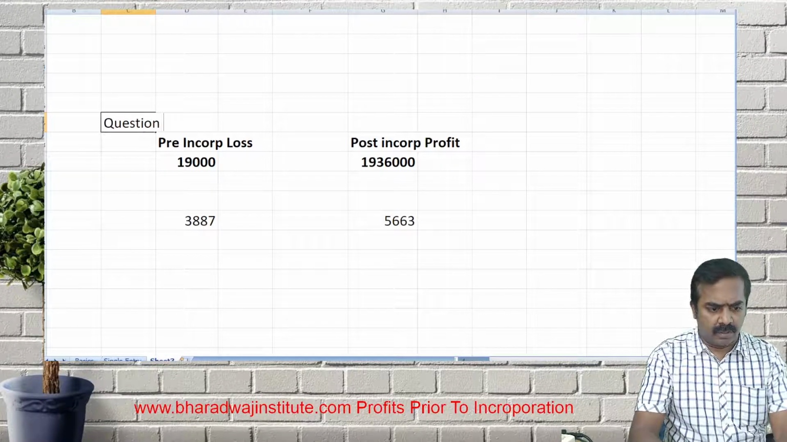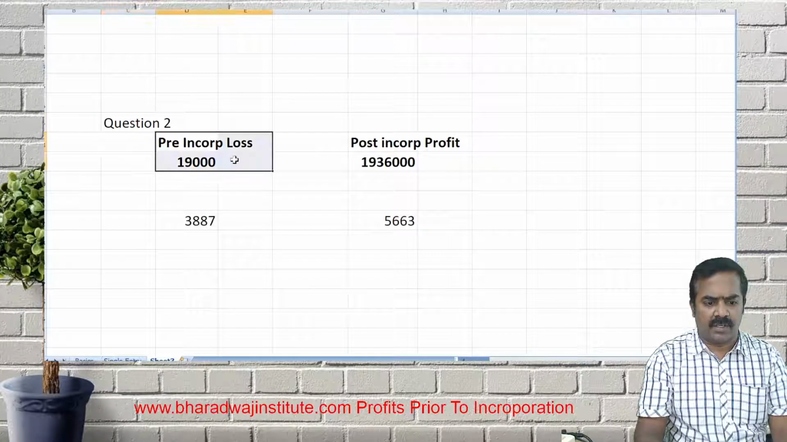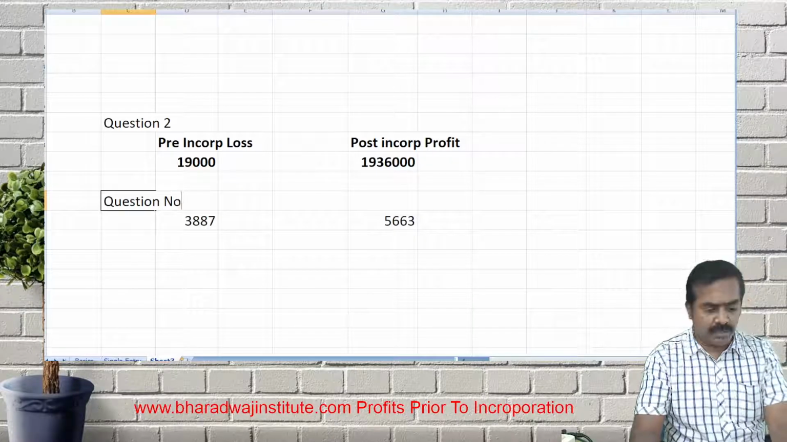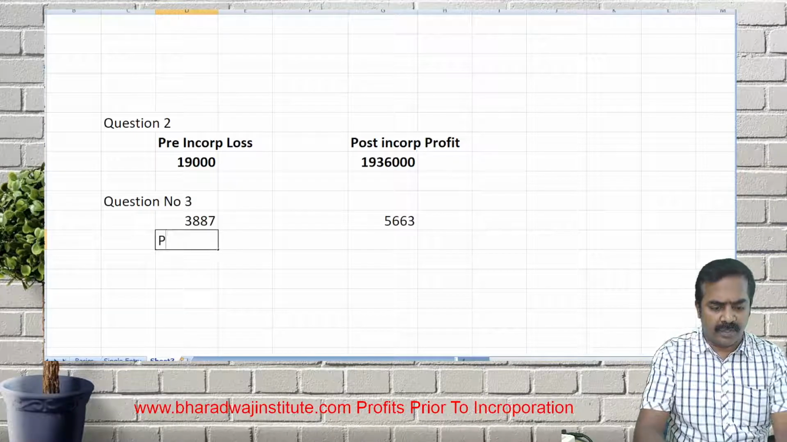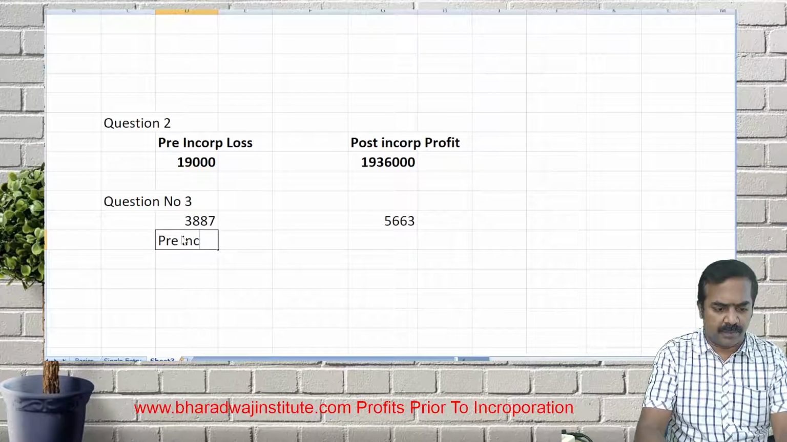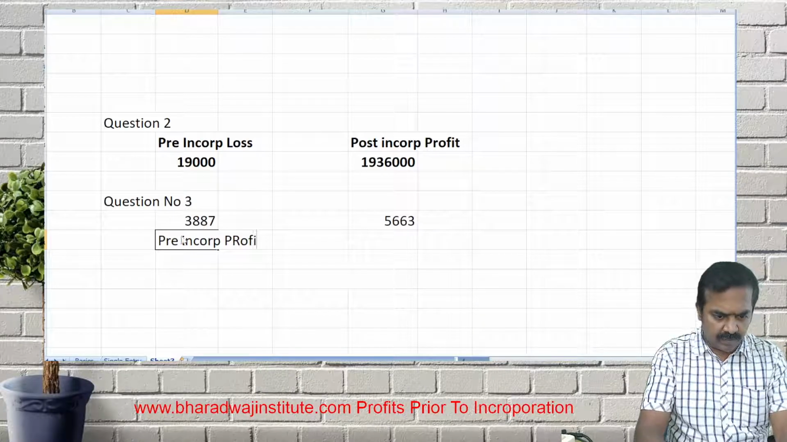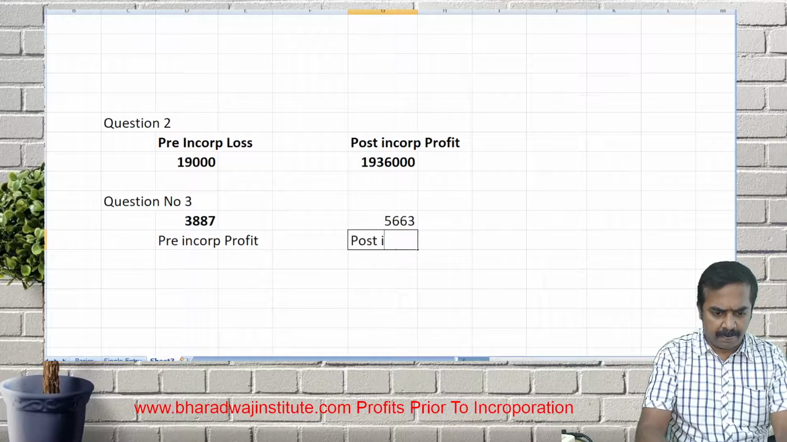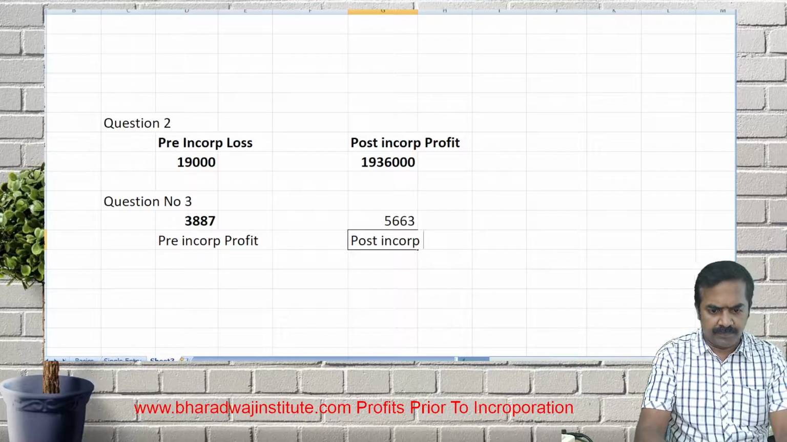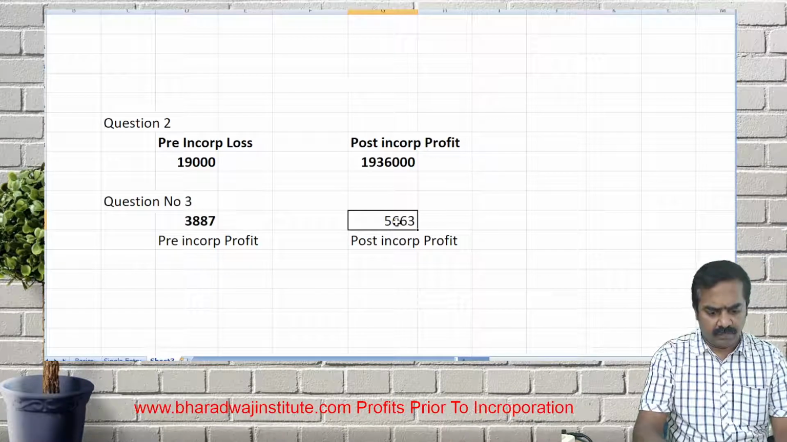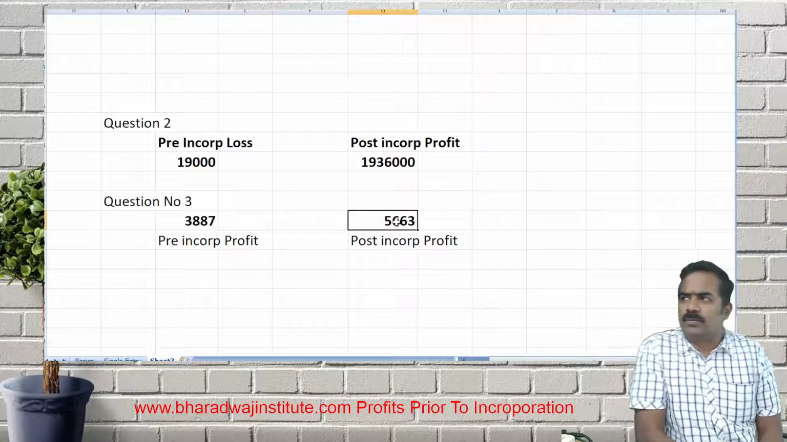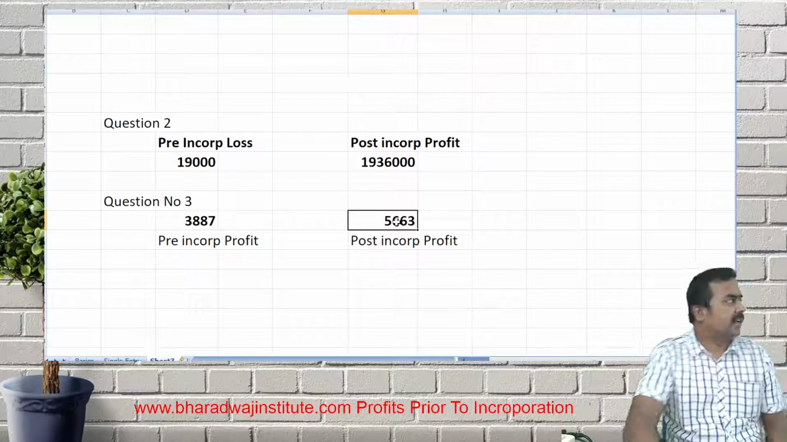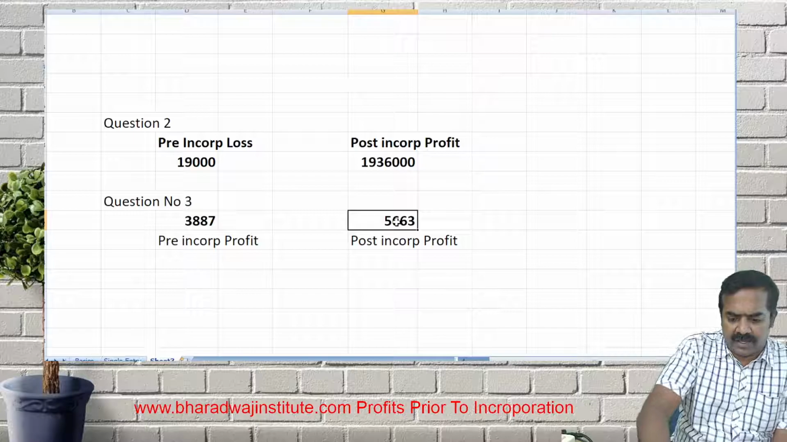Question number 2. What is the answer? Pre-incorporation loss 19,000. Post-incorporation profit will come. Question number 3, please note. Pre-incorporation profit. What is the pre-incorporation profit? 3887. Post-incorporation, profit. Okay, try these 2 questions at home. Question number 2 and 3, try it at home. Take up these final answers. Let us see.